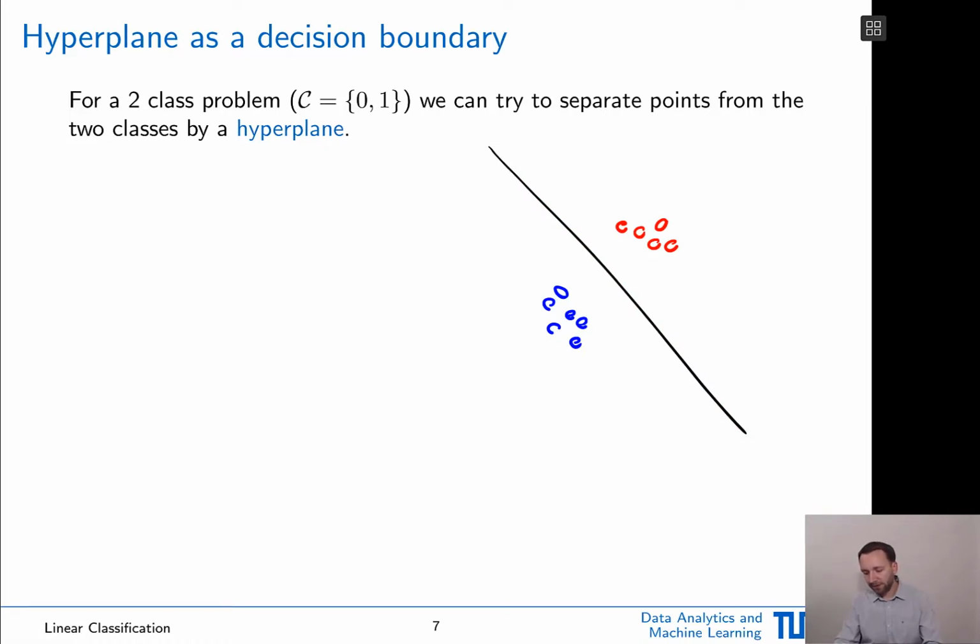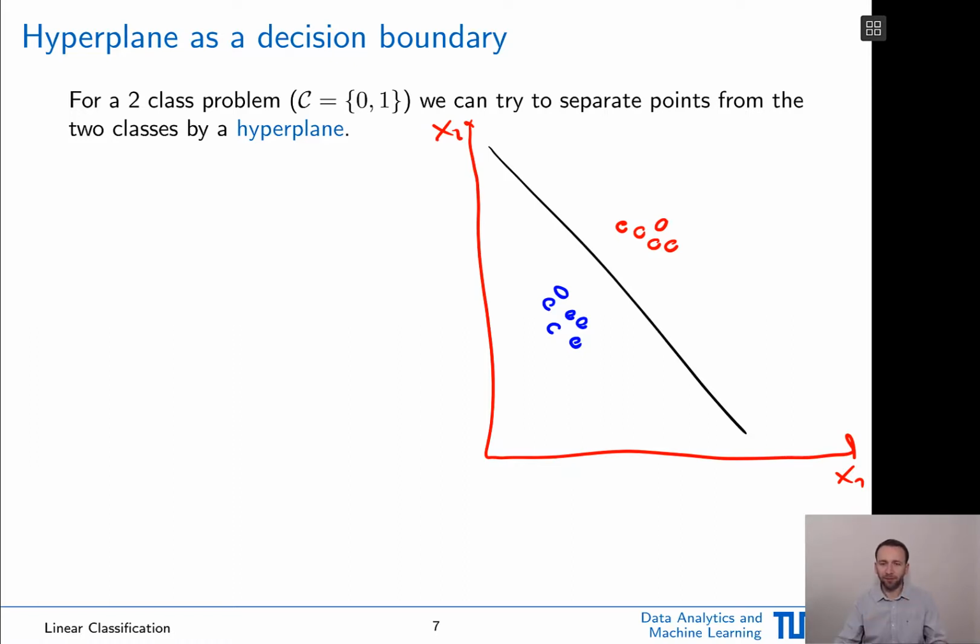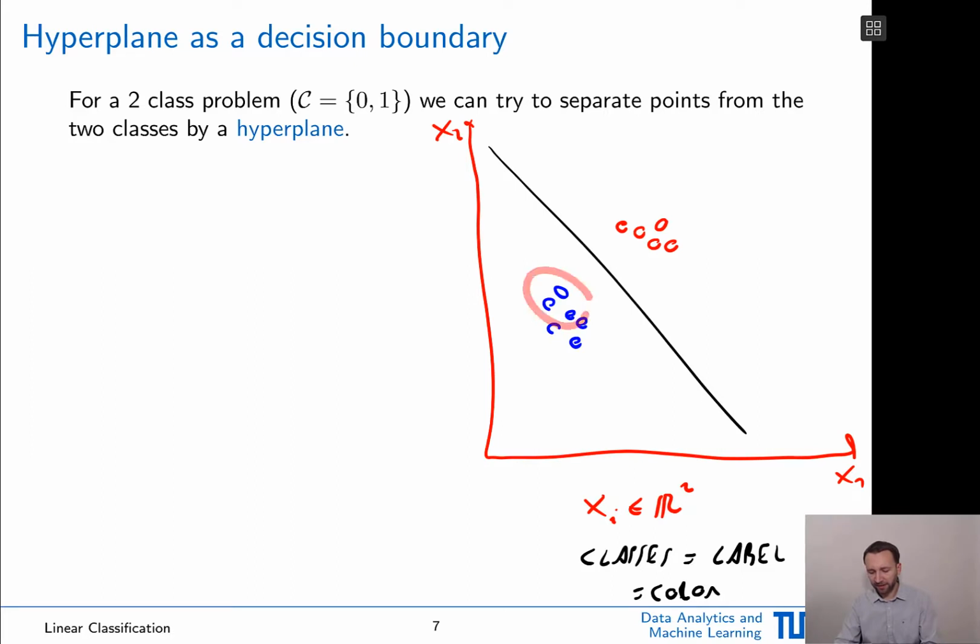So please note here the difference to regression, and please don't confuse this. Here this would correspond to a two-dimensional input, right? So these are two different features. So essentially our data instances are two-dimensional here in this drawing. The classes are indicated by colors. So classes correspond to colors, meaning label equals the color. Okay, so two input features, classes are colors.